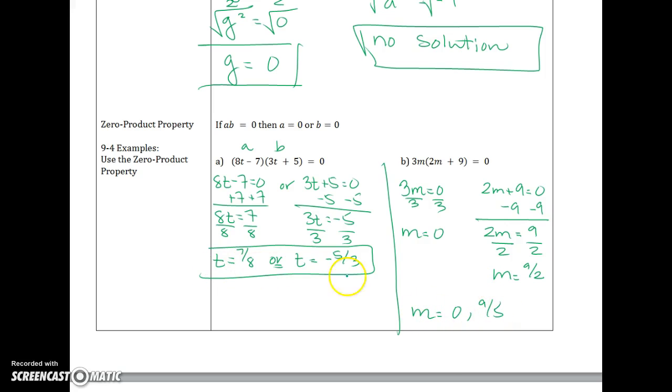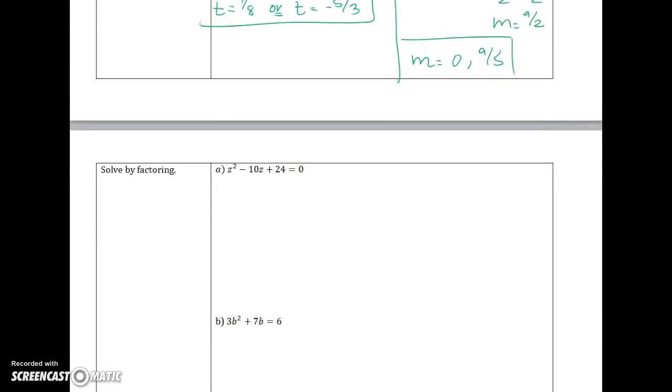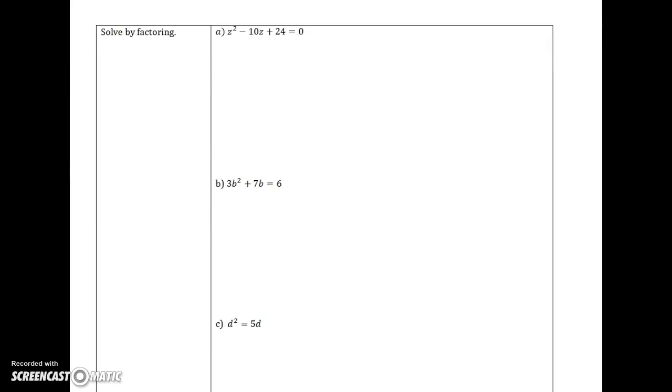I don't care if you read it this way or this way, but on an answer column, you're probably going to want to write it like that. It's a little bit shorter. Okay, that is your introduction to the zero product property. Next thing we want to do is to solve now by factoring. Well, if I need to solve by factoring, first thing I need to do is to factor, obviously.